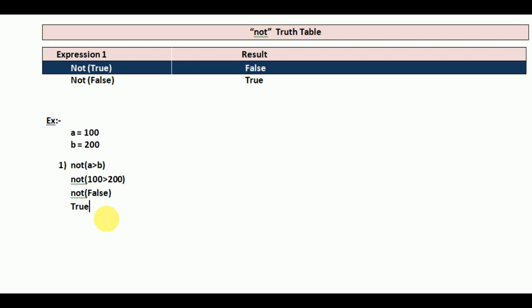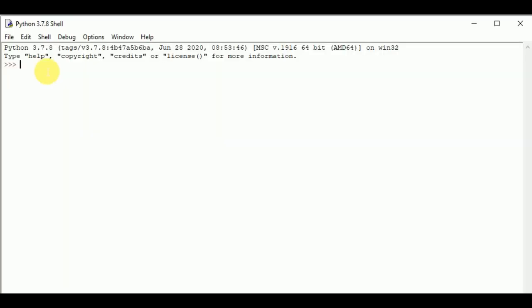Now we take a real-time example. So here a equals 100, b equals 200, and NOT a is greater than b. Answer is true. Correct? So that's all about the logical operators.